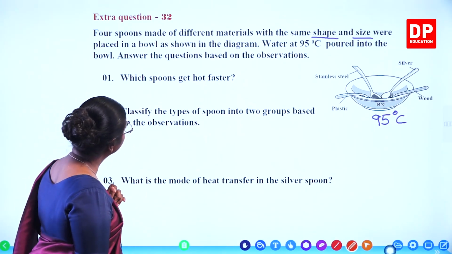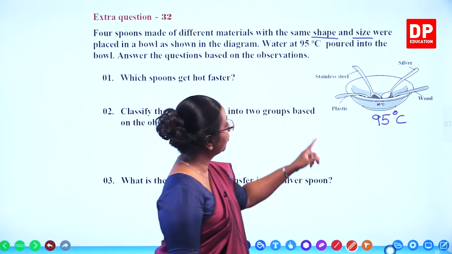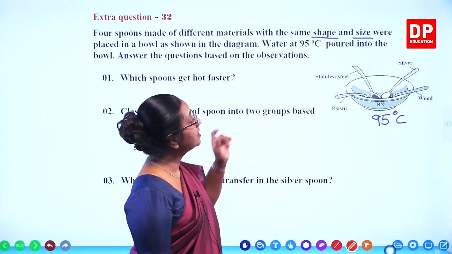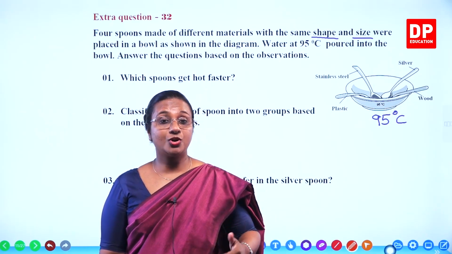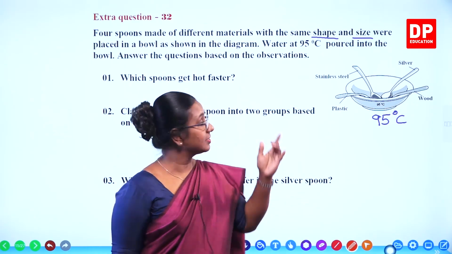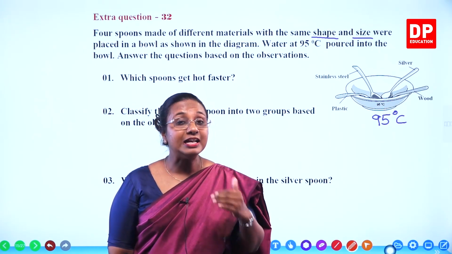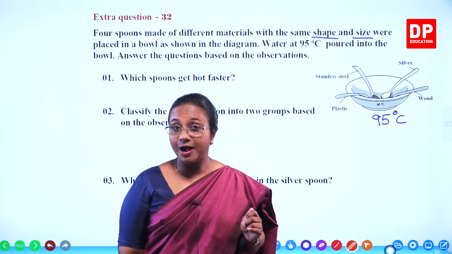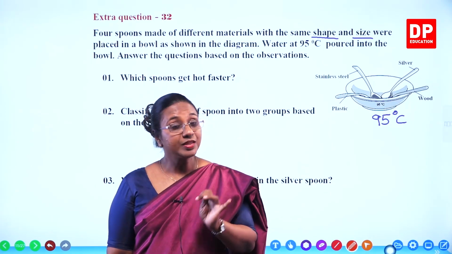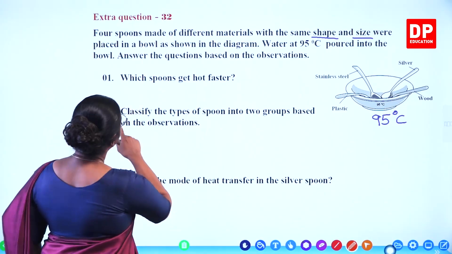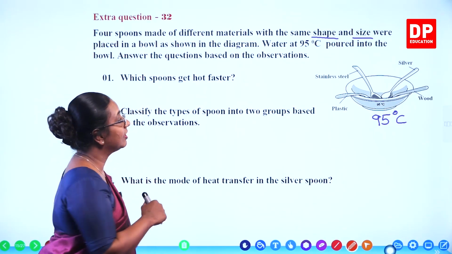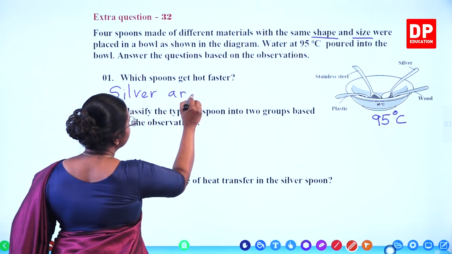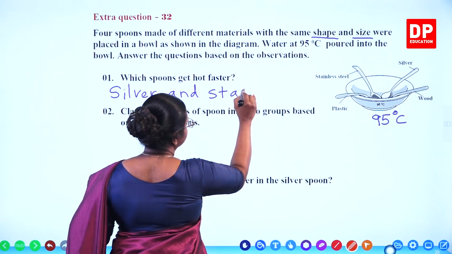The first one, which spoons get hot faster? So, out of the 4, plastic, stainless steel, silver and wood, what do you think becomes hot faster? Both stainless steel and silver. And out of those also, silver becomes hot very fast compared to stainless steel. Normally, iron takes a long time. Iron or alloys made up of iron, they take a longer time to become hot compared to other metals like silver, aluminium and copper. Which spoons get hot faster? It is silver and stainless steel.